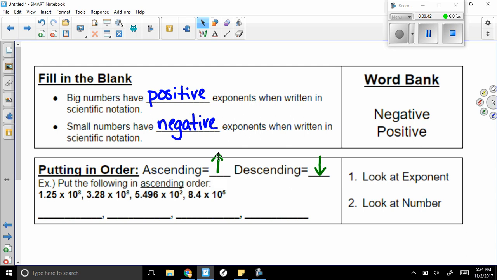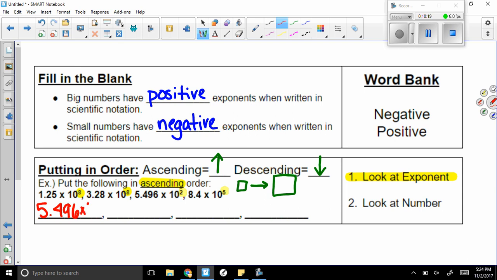So my first example, well, my only example for this, says to put the following in ascending order. So as I'm looking, I'm going to start out with the smallest number, and I'm going to end with the biggest number. Now, step 1 says that I need to look at the exponent first, right here. So I'm looking at all my exponents. I have an 8, I have an 8, a 2, and a 5, and I want to put them in order from least to greatest. Well, my smallest exponent is that 2, so I'm going to use that one first.